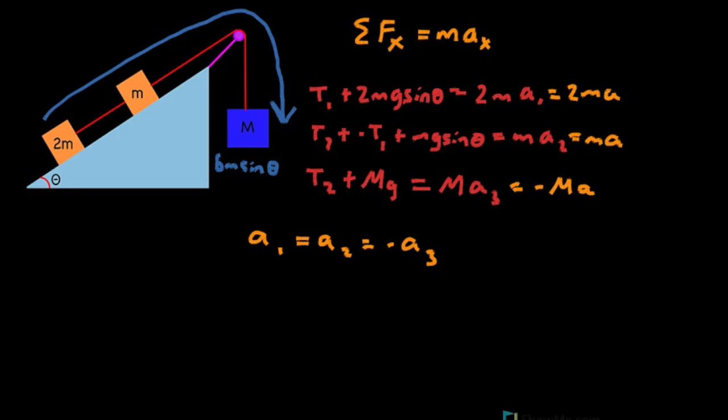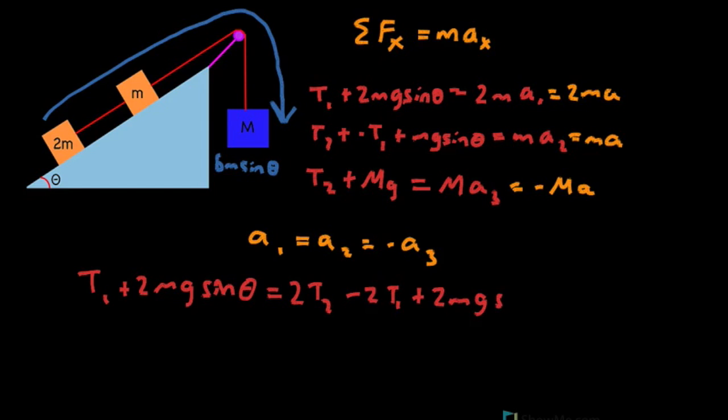The first thing we do is realize that if we look at the first and second equations, the right-hand side of the first equation is double the right-hand side of the second equation, which means the left-hand side of the first equation, which is T1 plus 2mg sine theta, must be double the left-hand side of the second equation, which is 2T2 minus 2T1 plus 2mg sine theta.